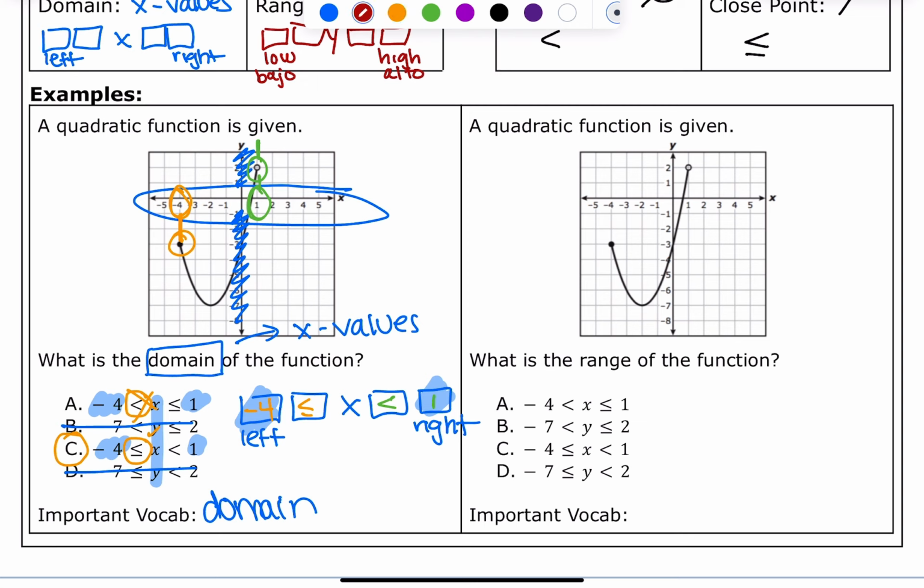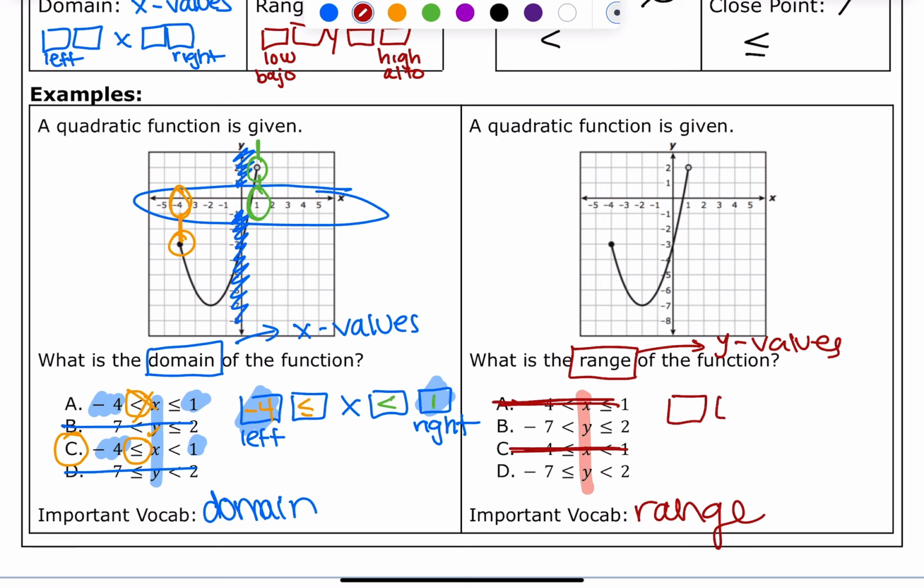Now let's try range. A quadratic function is given. What is the range of the function? My important word is range, meaning y values. So if I look at my answers, I need to see which ones are not y. So A wouldn't be good, and C would not be good. And I know range is box, y, box, which is low to high. I'm going to only look at my y's right here. I'm going to get rid of my x's because I don't need them.